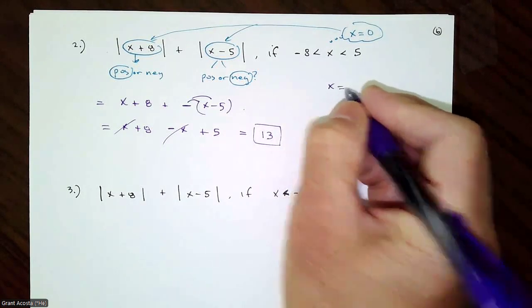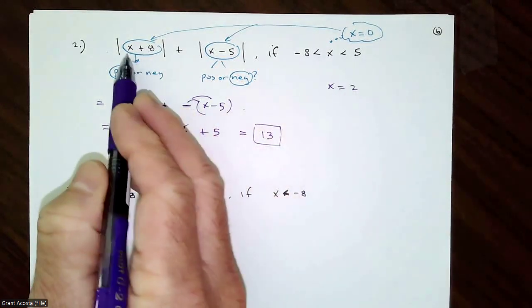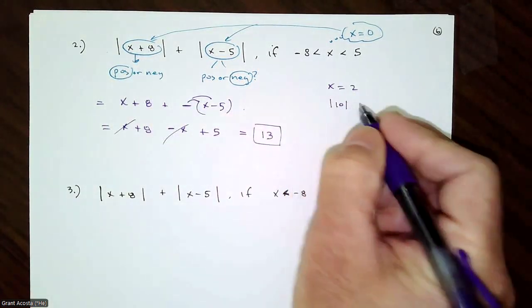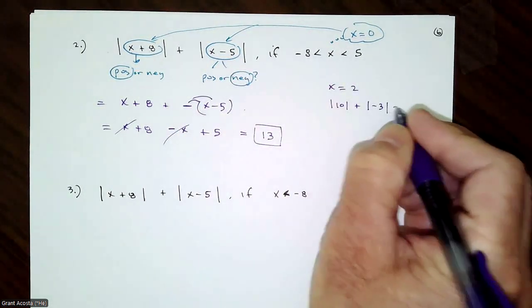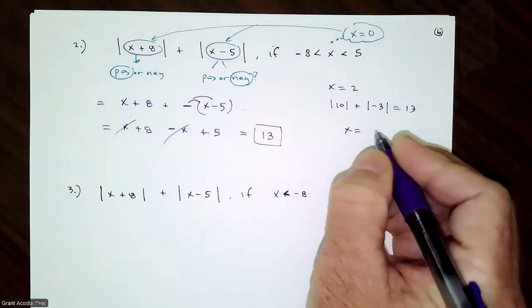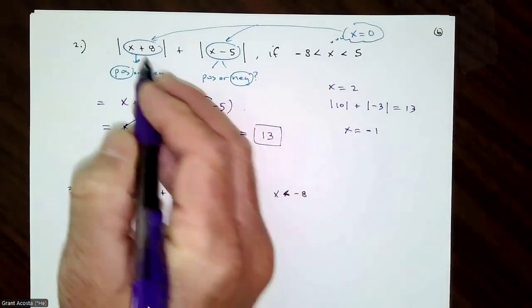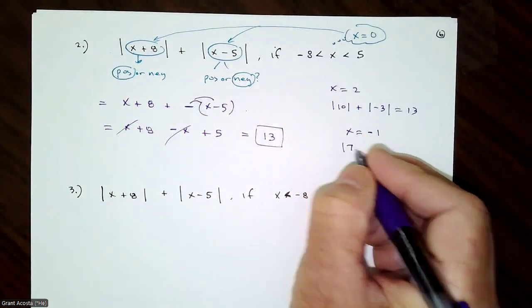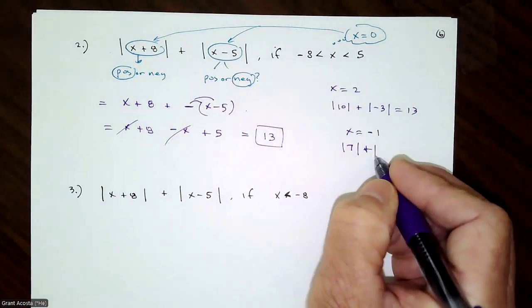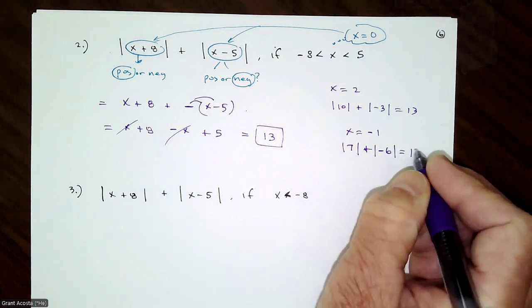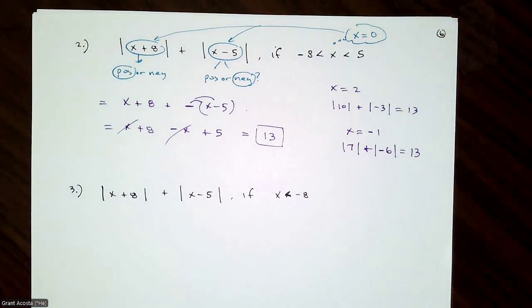For example, if I let x be 2, what do I get here? I get the absolute value of 10 plus the absolute value of 2 minus 5, which is negative 3. I get 13. If x is negative 1, I get negative 1 plus 8, the absolute value of 7. Negative 1 minus 5 is the absolute value of negative 6, and that adds up to 13 as well.